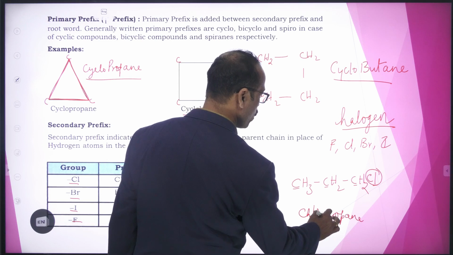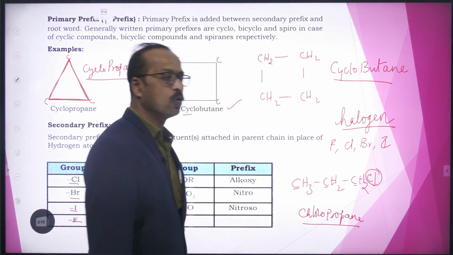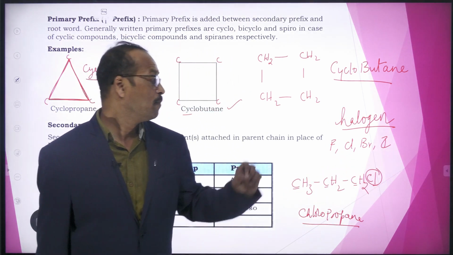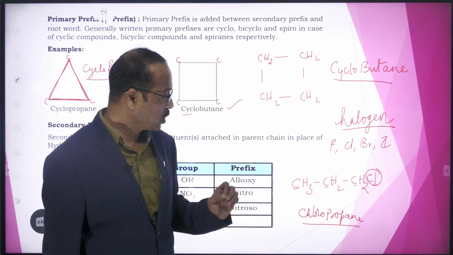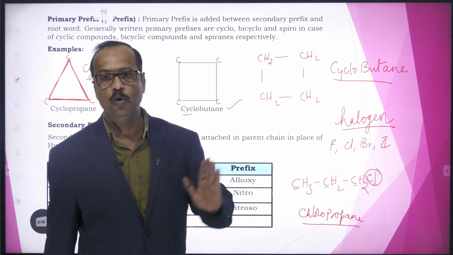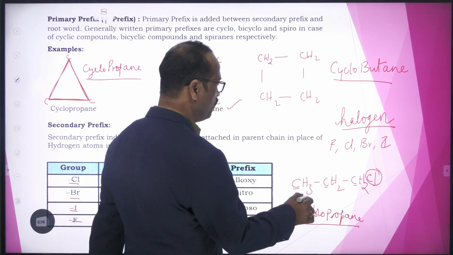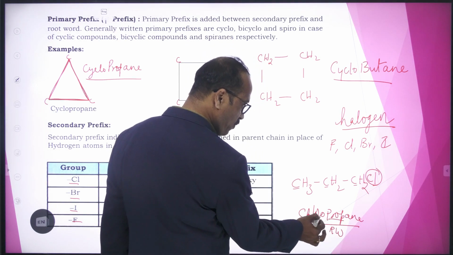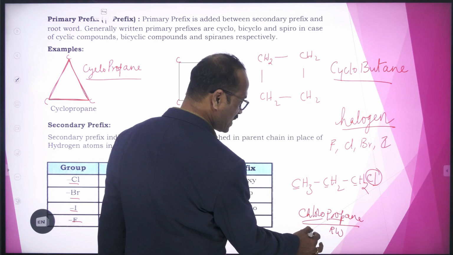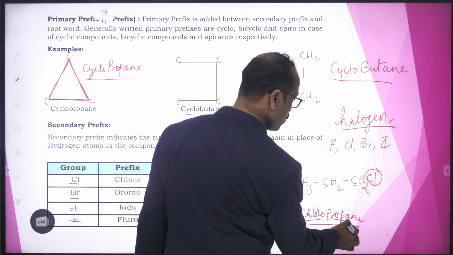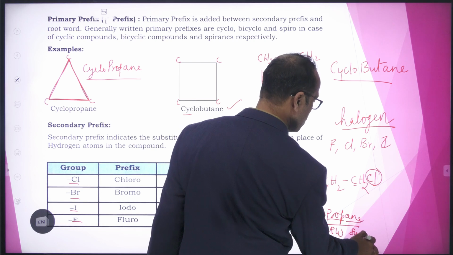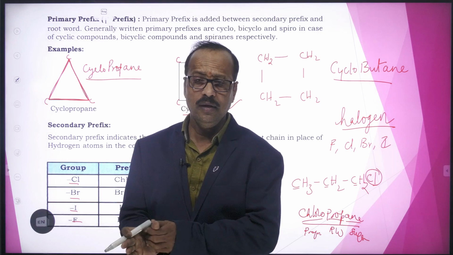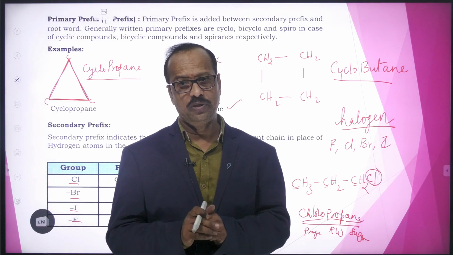No need to write the full name, just chloro. Chloropropane. If in the place of chlorine, fluorine is added, then that's called fluoropropane. If bromine is added, bromopropane. So in this name, prop is the root word. Before prop we are adding chloro, so this is a prefix. And after the root word we are adding ane, this is a suffix. Did you understand? So like this we can give the names to the organic compounds, right?